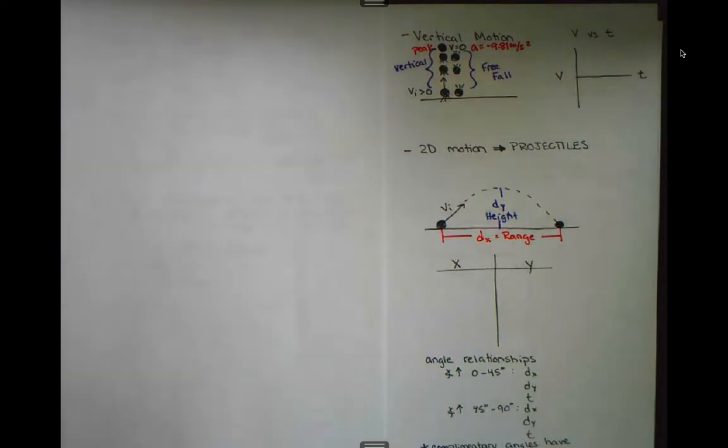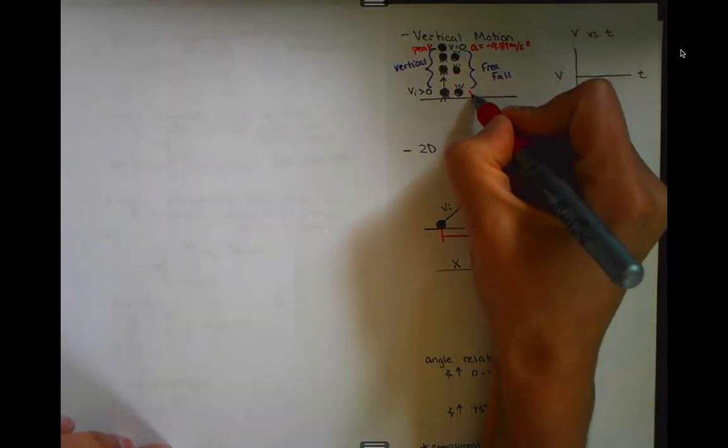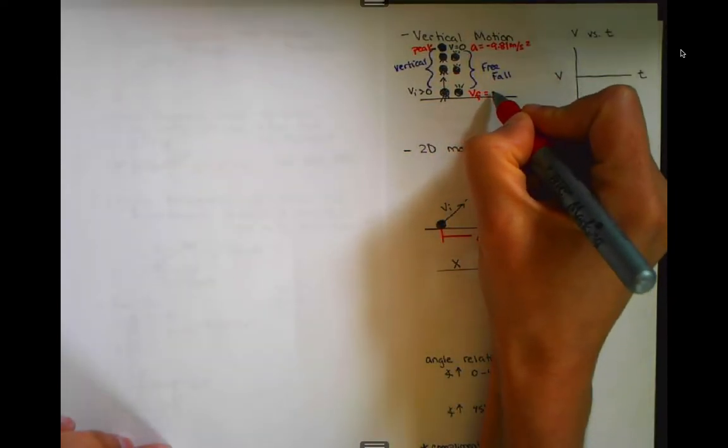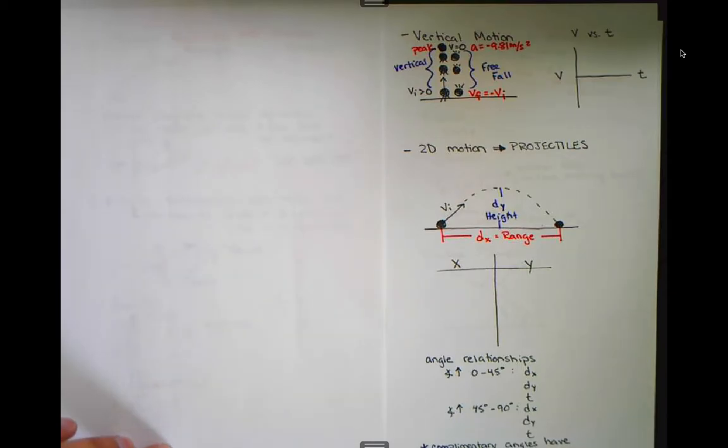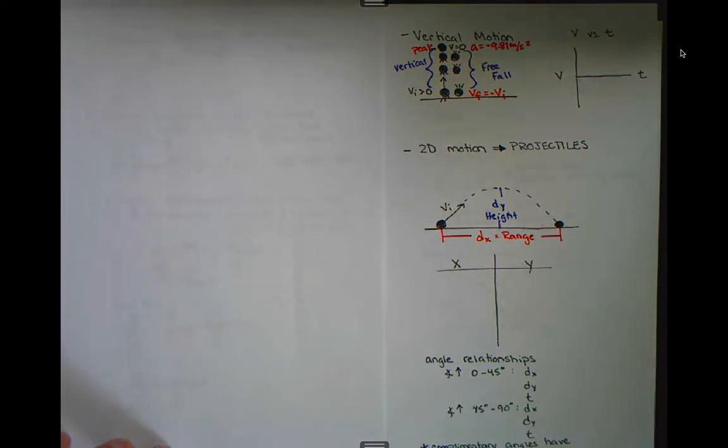If this is a level-to-level problem, the final velocity that this lands back on the ground with will equal the initial velocity, but just in the opposite direction. So we say negative of that.